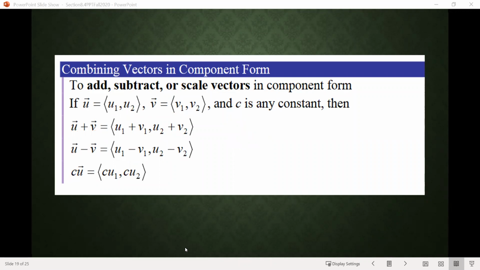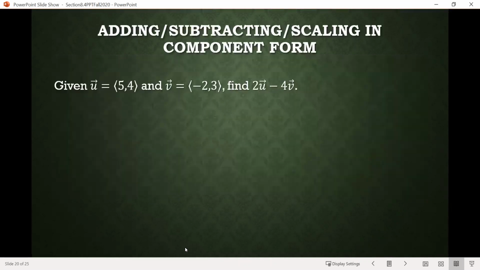All right, so let's look at an example of using this. Let's say we have the vector u having the components 5, 4, and vector v having the components negative 2, 3. And we need to find the vector 2u minus 4v. Well, kind of like we do with order of operations, we can do this in stages. So we can start, as you might imagine, doing the scalar multiplication.